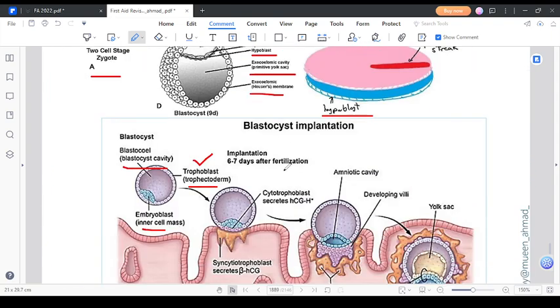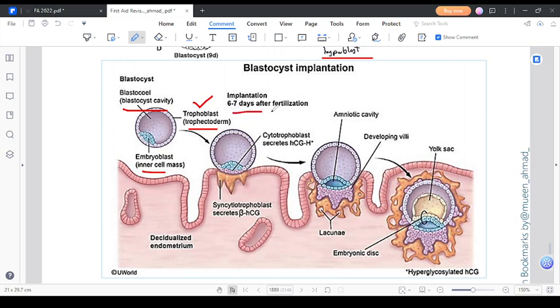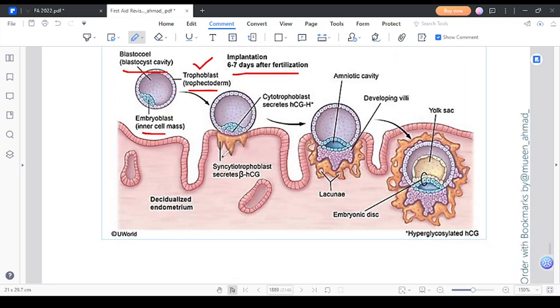Okay, so implantation happens 6 to 7 days after fertilization. The syncytial trophoblast starts impinging on the endoderm and digesting it, and the syncytial trophoblast secretes the beta hCG. This is the decidualized endometrium. Then we have the cytotrophoblast that secretes the hCG.